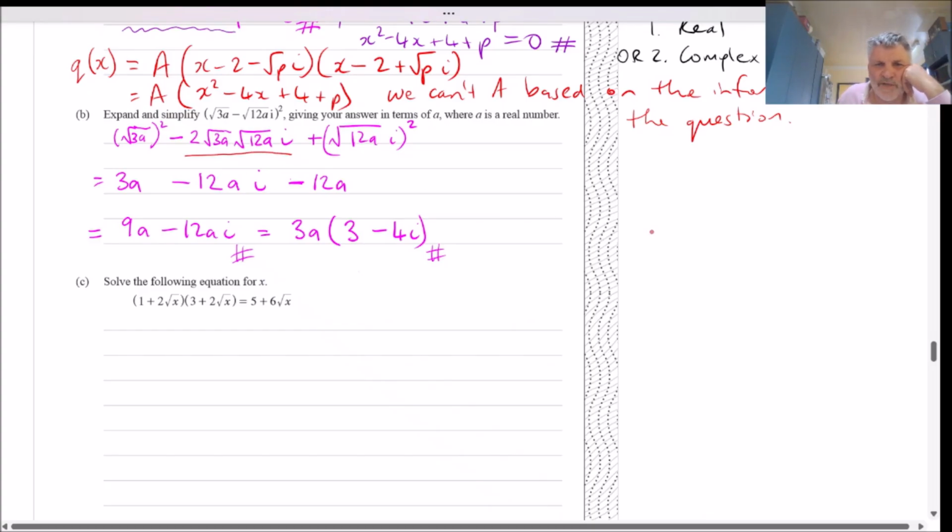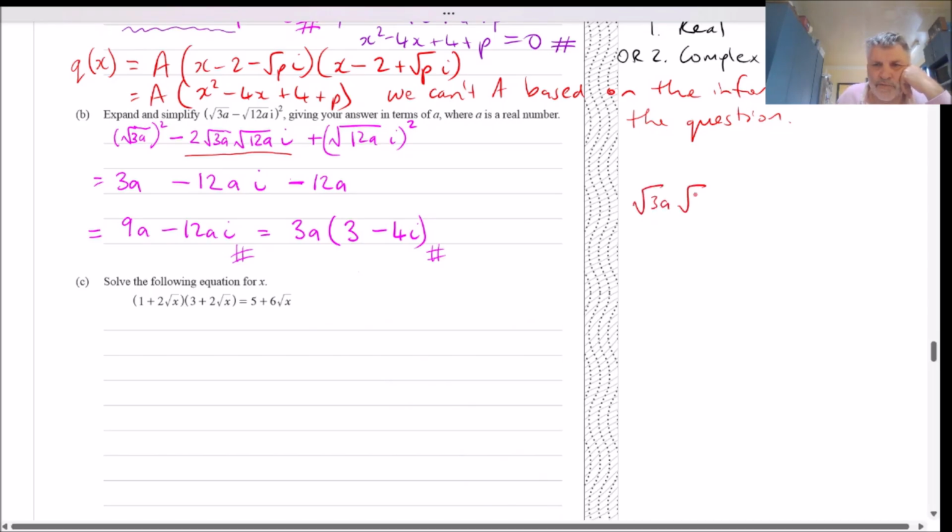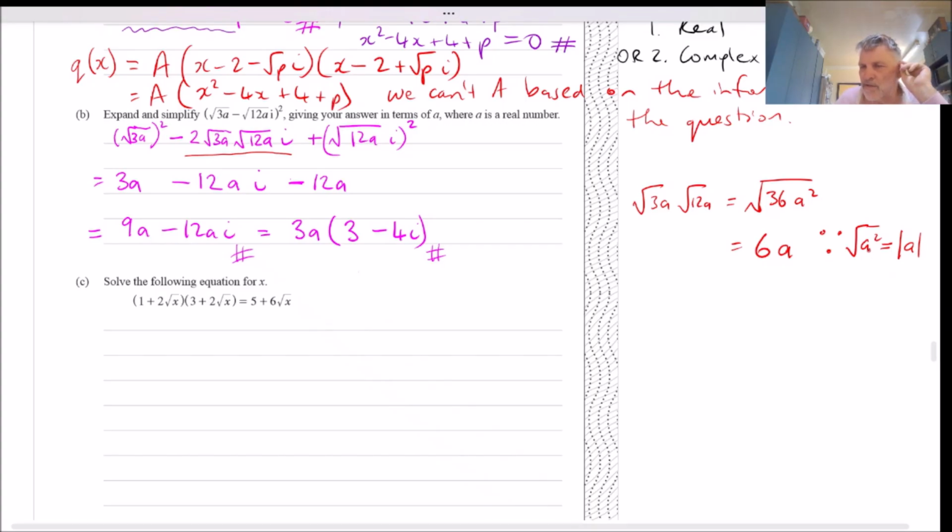This thing here is, well, let's just look at the root 3a, root 12a. If you write that as minus 36a squared, and then you take the square root of 36 is 6, and if you write this as a, that's not actually quite correct working, because the square root of a squared is actually equal to the absolute value of a, not just a. If a is negative, then you have to take the positive amount, because this is a positive square root.